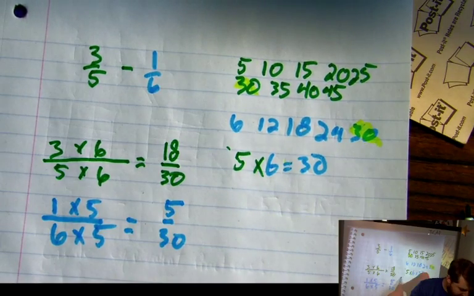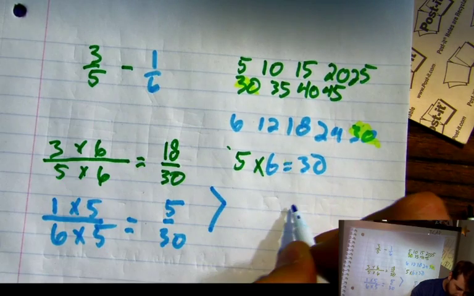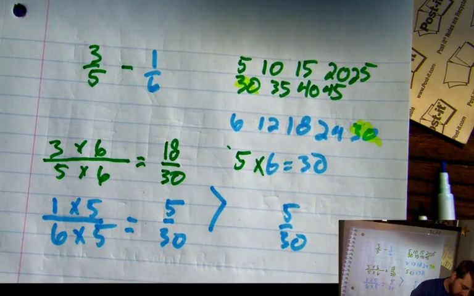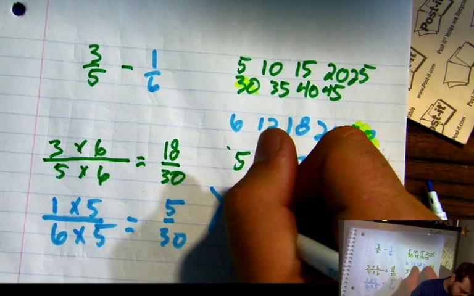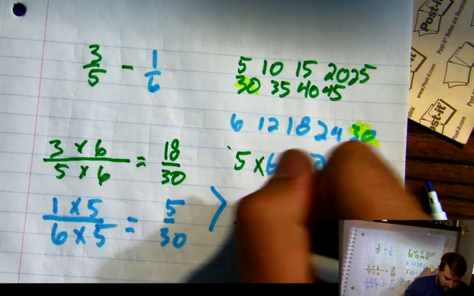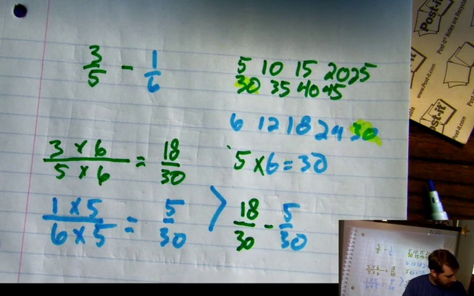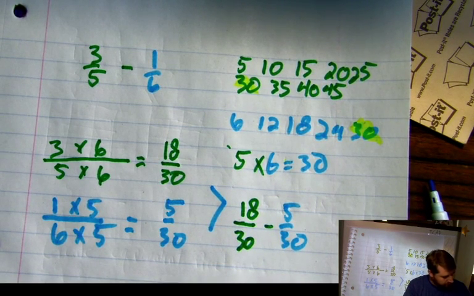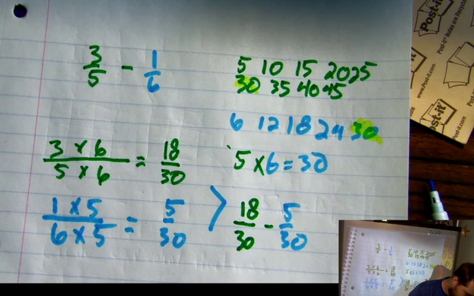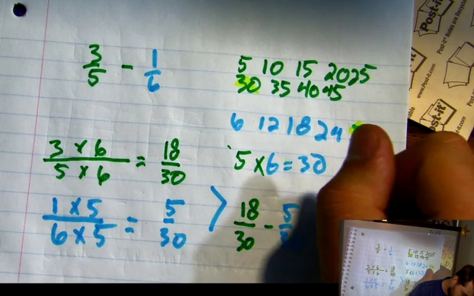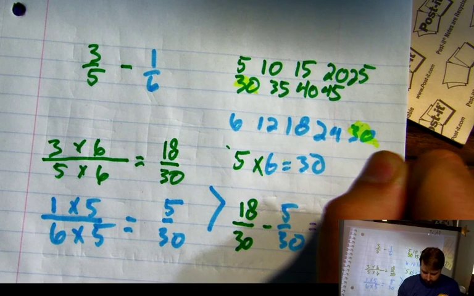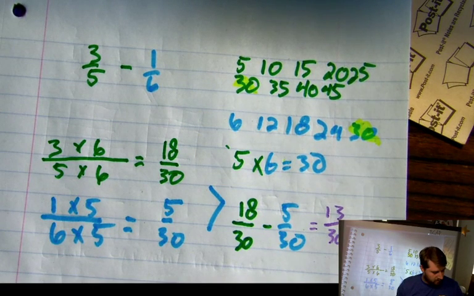Our last step is to just add these together. Sorry, not add them together, subtract them. Y'all, this was a subtraction problem, so we are going to subtract these. And, well, 18 thirtieths minus 5 thirtieths is 13 thirtieths. All right. So far, so good.